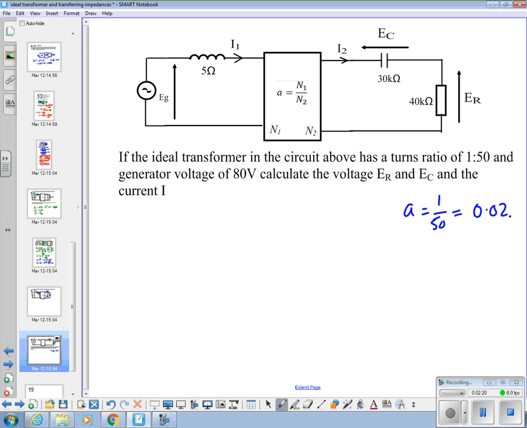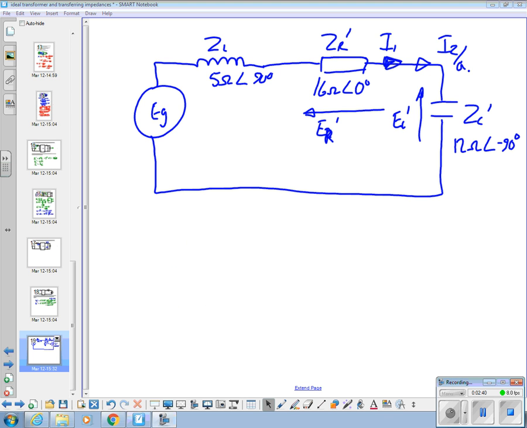So we find the values of ZR dash and ZC dash. So that is our simplified diagram by transferring the two secondary impedances across to the primary side. Because we've got a mixture of inductance, resistance and capacitance, we need to deal with complex values.